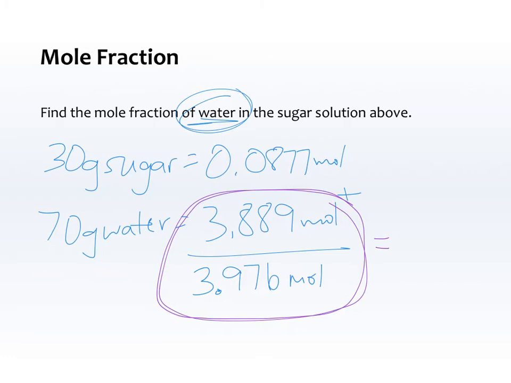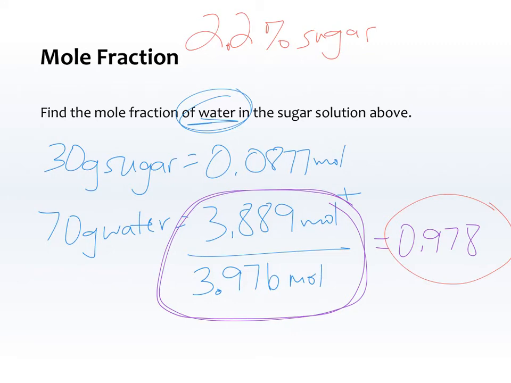Let's see. And I get 0.978, which is approximately 97.8% of the solution. And that answer makes sense because we said a minute ago that there was 2.2% sugar. And so having 97.8% water really does make sense. The reason why mole fraction might be useful is if you're looking for the total number of particles, the total number of molecules in a solution, rather than looking for the total volume or the total mass of a solution, like you would be doing for molarity or molality.